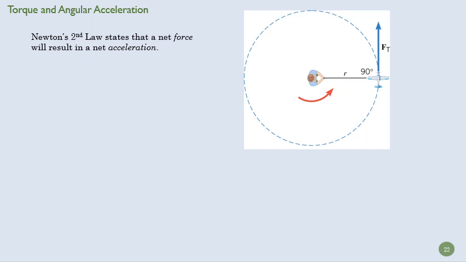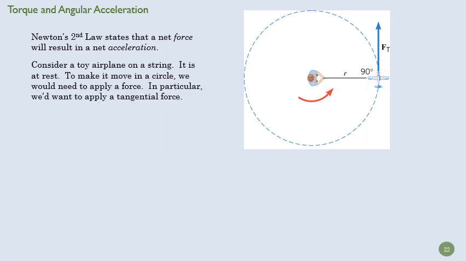Okay, so let's add some force to this, right? Newton's law tells us that a net force will result in a net acceleration. That's just F equals ma. We know that. So we want to accelerate this toy plane, and we want to accelerate it in the tangential direction. We can really think about this almost as just a linear problem. We want to accelerate it in this direction, and so we need to apply a force in that direction. And that force and that acceleration are going to be related by the mass of the plane.